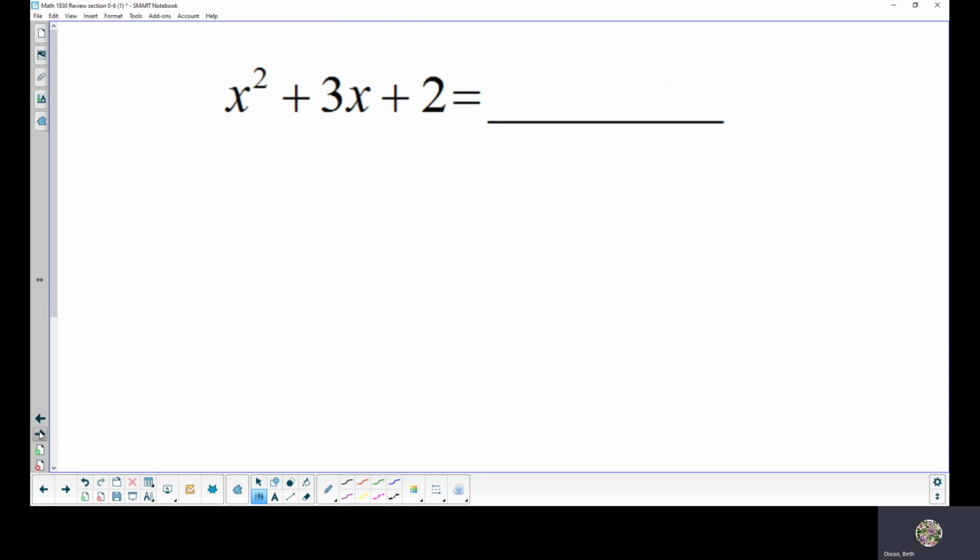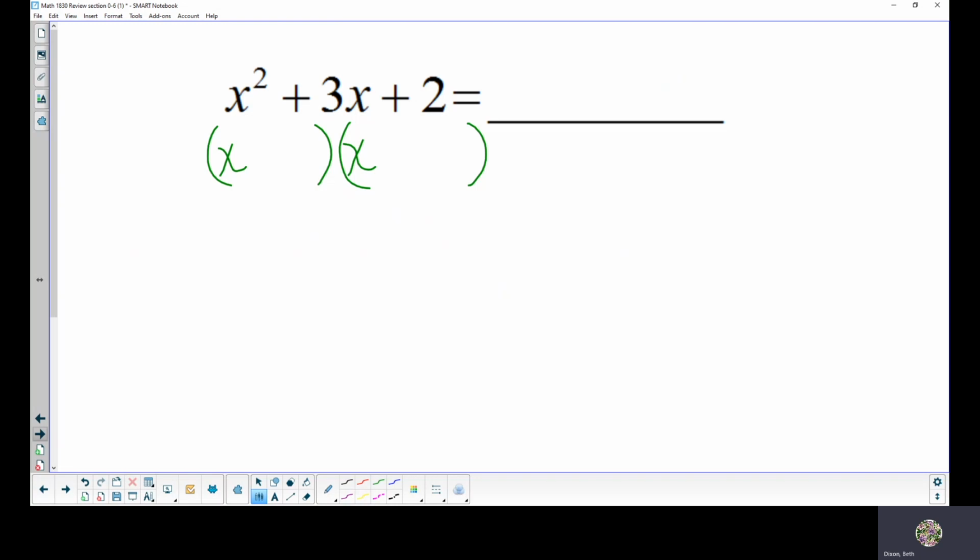And they don't share a common factor. So what do they need? Well, when I draw my parentheses here, I'll have two parentheses. And to get that x squared, I still need an x and an x. So how do I get a 2 at the end and a 3x in the middle?